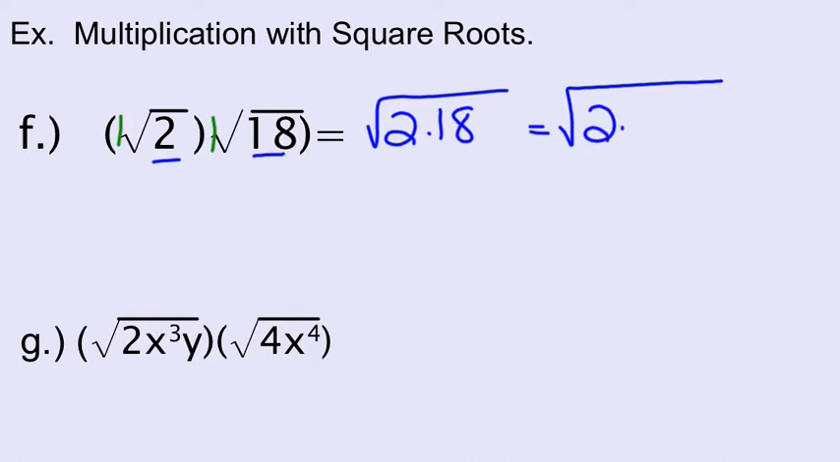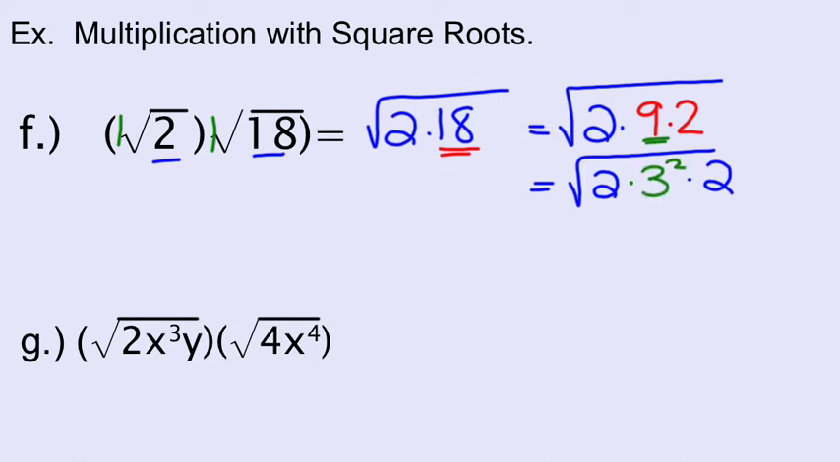18 can be rewritten as 6 times 3 or 9 times 2. And I'm going to choose 9 times 2. The reason why is that 9 can be rewritten as 3 times 3. So now we have that pair. And we also have another pair right there. So we have the 2 gets brought out and the 3 gets brought out. So then 2 times 3 is 6.